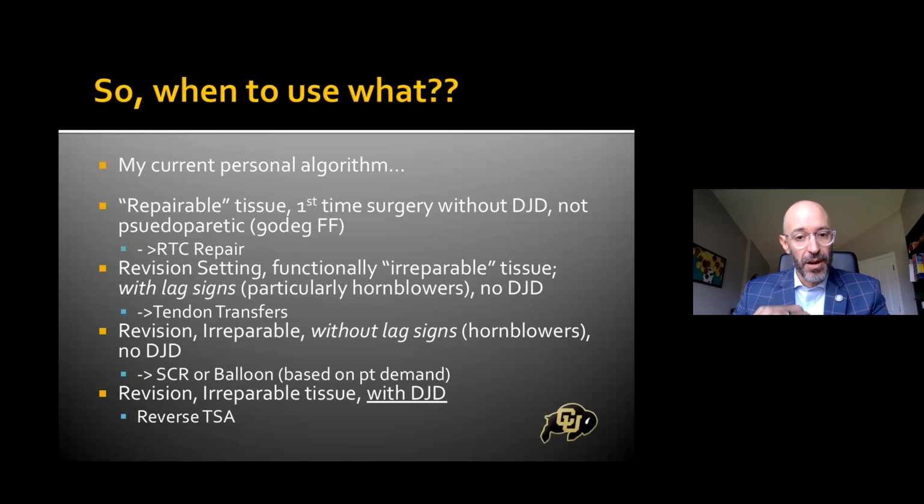What about irreparable without lag signs? That's maybe going to be touched on in a later talk, but that's a patient that I would consider superior capsule or balloon based on patient demand. And then if they have those problems with DJD, that's a reverse arthroplasty.